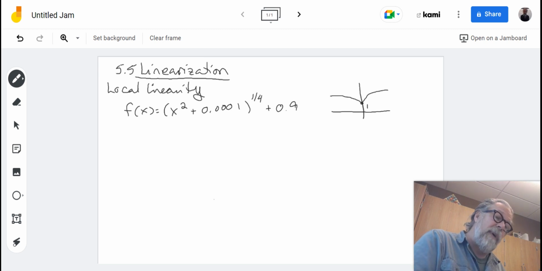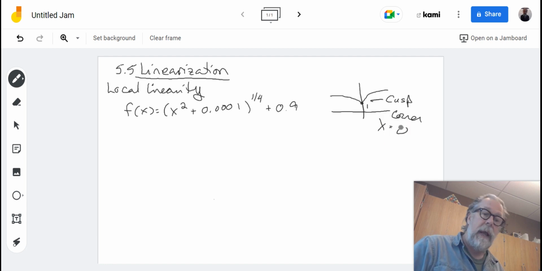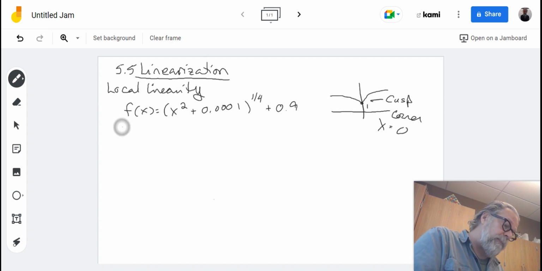If I graph this, what I get is there appears to be a cusp or a corner right here at x equals 0. And that cusp or corner is at y equals 1. So one thing you could do would be to put that into your calculator and just zoom in, zoom in, zoom in. And you zoom in a lot and it keeps looking like there's a cusp or a corner there. But let's take the derivative.